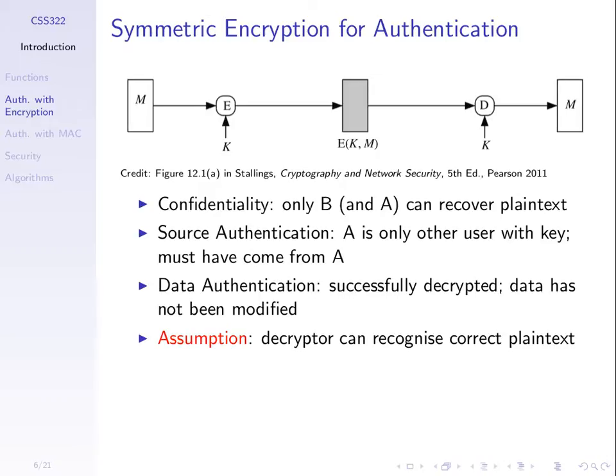We want authentication. Well, it turns out this also provides authentication. B receives the ciphertext. B wants to make sure, in terms of source authentication, this message came from A. So B receives a ciphertext. They need to be sure it came from A and not someone else pretending to be A. So when B decrypts using key K, if it decrypts successfully, it means the ciphertext was encrypted using this key. And the only other person who has this key is A. Therefore, the message must have come from A, unless B sent the message to himself. Unlikely. So it turns out, using symmetric key ciphers, we also confirm that this message came from the other person that has the shared secret key.